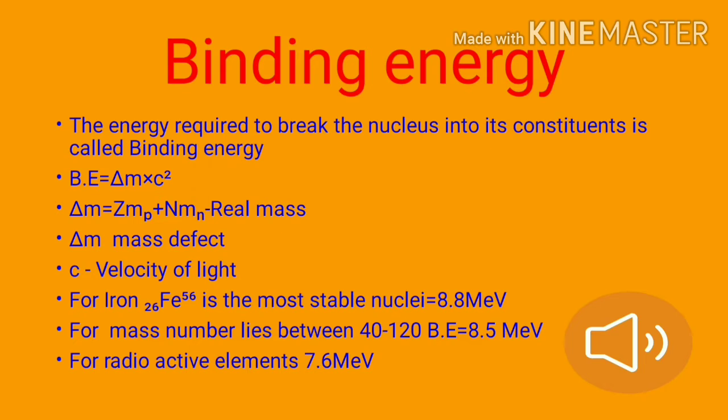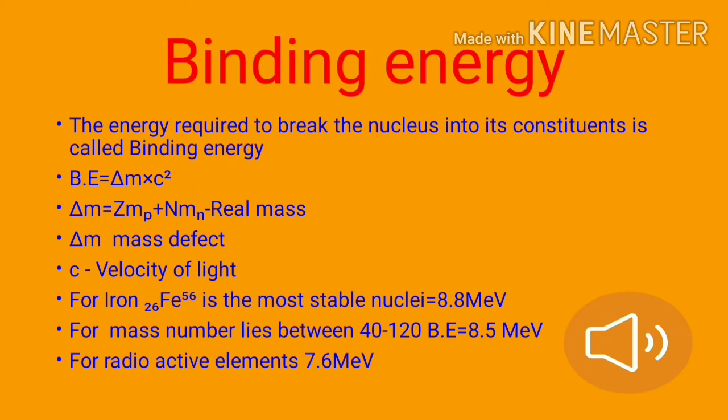Binding energy is defined as the energy required to break the nucleus into its constituents, or the energy required to combine the protons and neutrons to form nucleus. It is called as binding energy. Binding energy is equal to delta m c square. Delta m denotes the mass defect. C is the velocity of light.